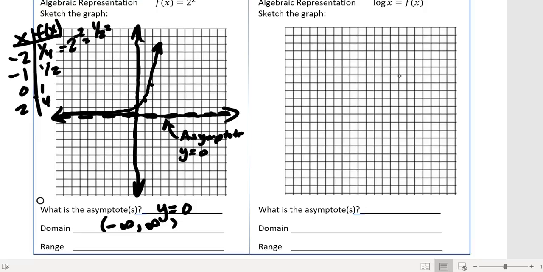Range, what's the lowest point we can get to? Well, the lowest our graph will go will be 0. It won't actually get all the way there, though, so we'll put a parenthesis there. And the highest would be infinity. So that problem's done. That wasn't hard. Let's try the next one.